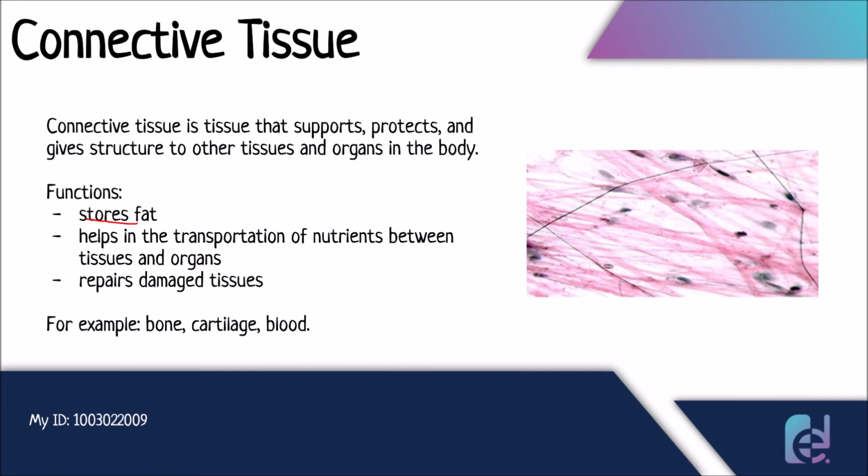Now, what does it really mean? What is connective tissue? You can think of it in a way that it connects two things. In the next lecture, we'll look at the types of connective tissues. Like, we have tendons. Tendons are a connective tissue. They connect bones to muscles. We have ligaments. They are also connective tissues. They connect bone to bone. So there are various types of connective tissues. Some store fat, some help in the transportation of nutrients, which is blood. Blood is also a connective tissue, and some repair damaged tissues.